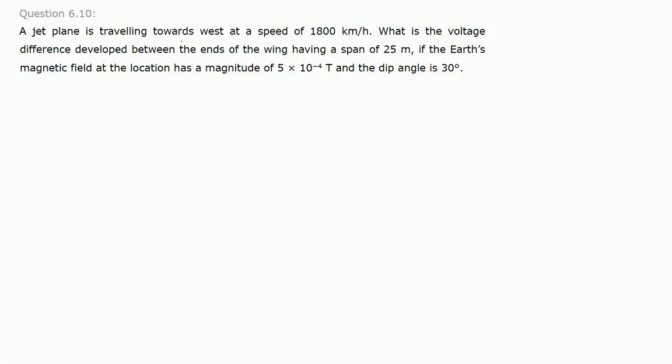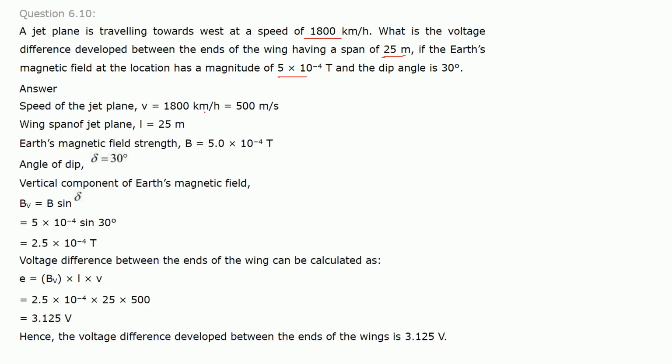A jet plane is traveling towards west at a speed of 1800 km an hour. What is the voltage difference developed between the ends of the wing having a span of 25 meters, if the Earth's magnetic field at the location has magnitude this much, and the dip angle is 30 degrees? So the speed of the jet plane is this much. We can convert it into meter per second by multiplying by 5 by 18. Now wingspan is 25 meter. The Earth's magnetic field strength is also given, and angle of dip is 30 degrees.